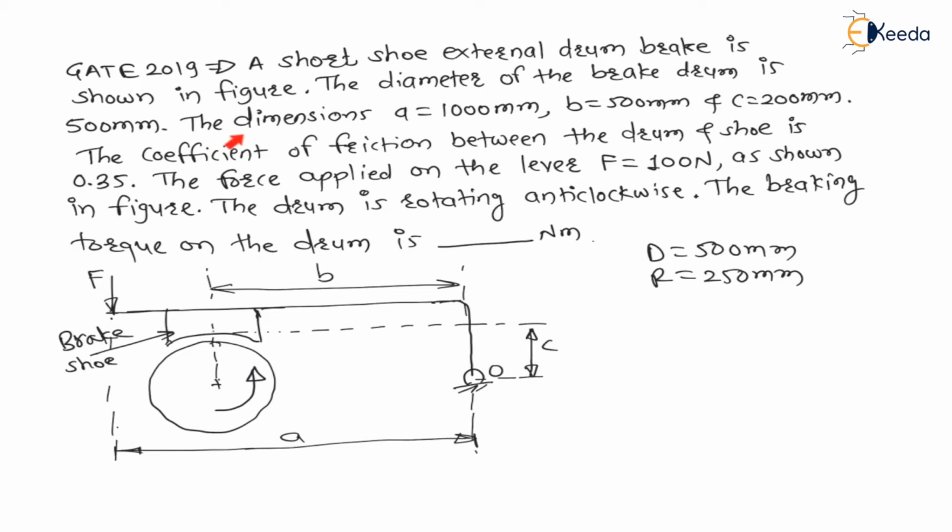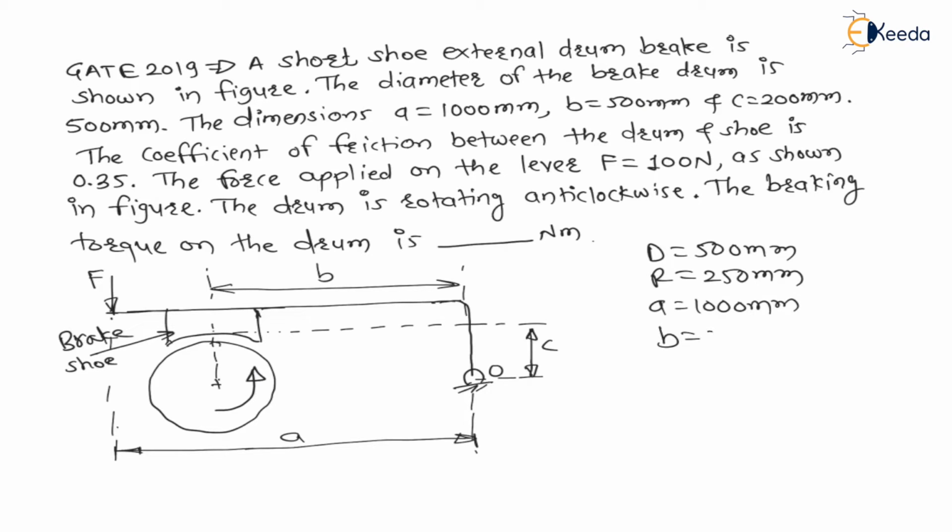Again, the dimension A is equal to 1000 mm. This is the distance of force F from the hinge O, which is A equal to 1000 mm. After that, B is equal to 500 mm. B is the distance of the hinge from the normal reaction at the contacting surface.